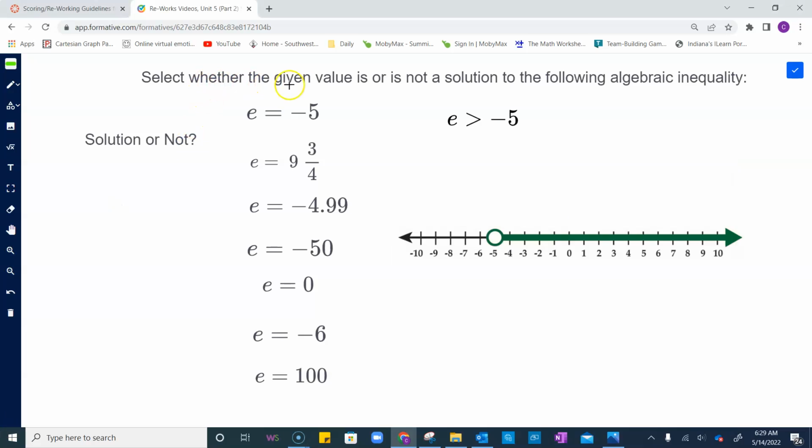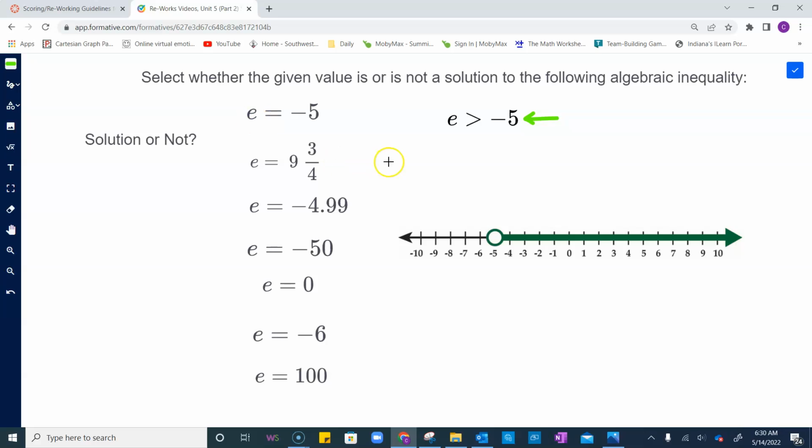All right, on this problem, we're supposed to select whether these given values are or are not solutions to the algebraic inequality here. We're given two pieces to this algebraic inequality. We're given the actual inequality itself right here with the variable involved. And then we're given a picture, a number line, of what the values that work look like in a visual picture.